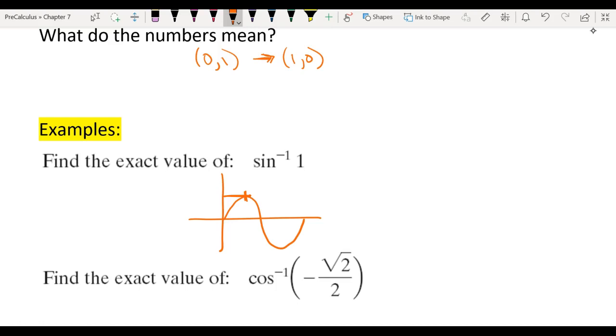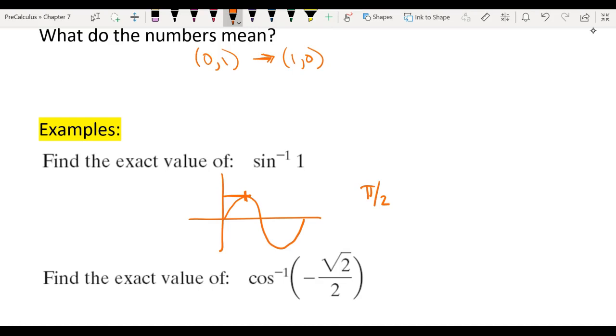So if you graph it, you guys see how I graph sine? I said, okay, I'm looking where sine is 1. Sine is 1 at pi over 2. So pi over 2 would be your answer for this. Or 90 degrees. Okay?